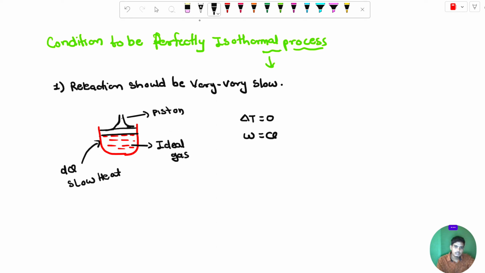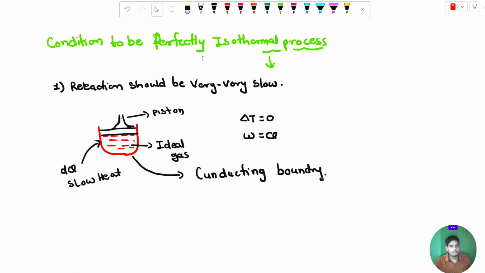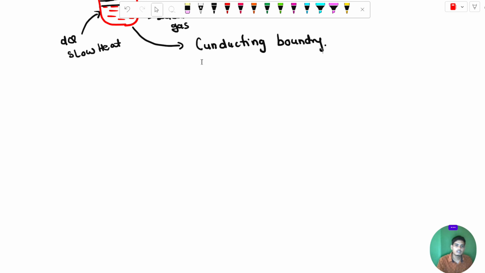And a conducting boundary should be there. Why is it required? Because the conducting boundary easily transfers the heat through its walls. In the isothermal process there are also some other concepts we have to learn about.